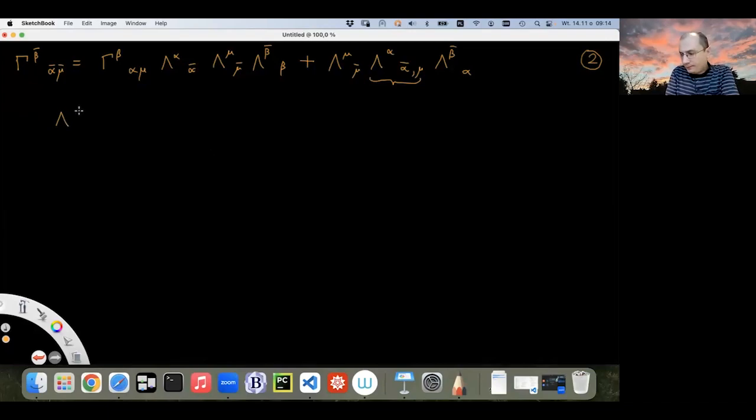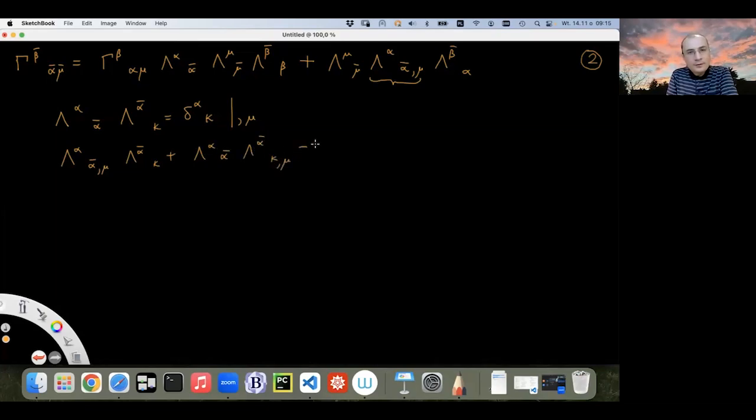We will just use the fact that lambda alpha alpha bar and the inverse Jacobian lambda alpha bar kappa, they should give always a unit matrix, a delta. We differentiate this with respect to mu, and we quickly find out that lambda alpha alpha bar mu lambda alpha bar kappa plus lambda alpha alpha bar lambda alpha bar kappa mu, this is zero, or lambda alpha alpha bar mu lambda alpha bar kappa, this is minus lambda alpha alpha bar lambda alpha bar kappa mu. We have to multiply it by the inverse matrix over here. So we get here lambda alpha bar sigma lambda sigma alpha bar.